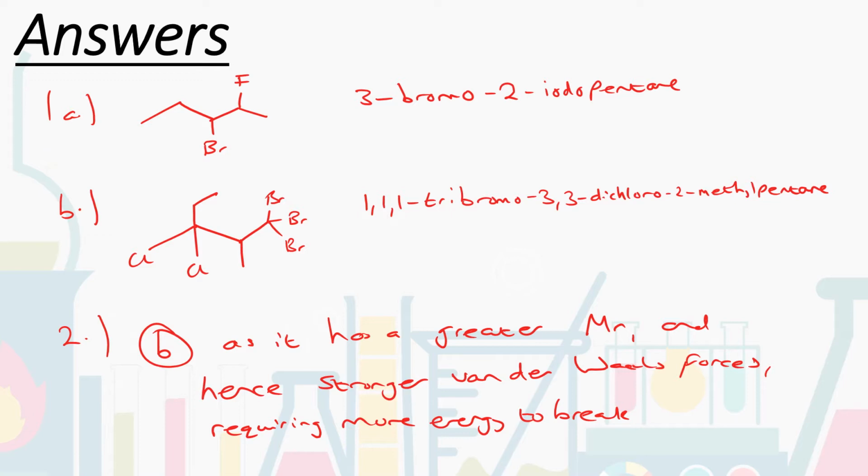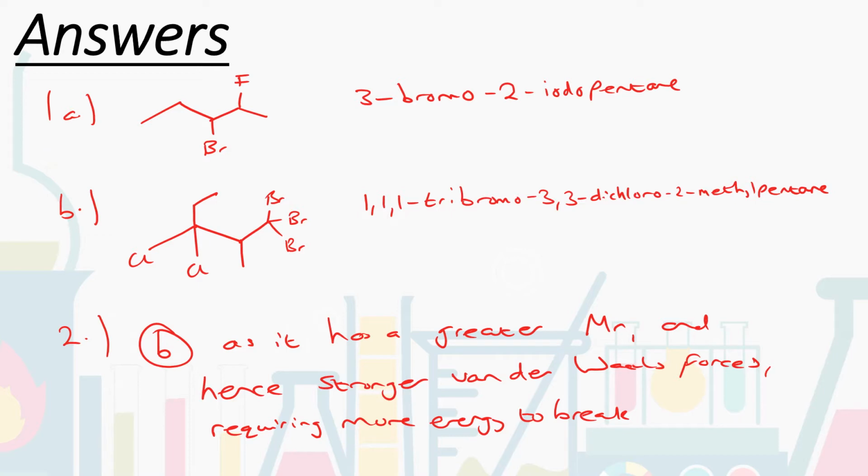Remember, to name the halogens, we use the prefix of bromo, iodo, chloro, fluoro, and the suffix is always just the standard alkane ending. And then for B, again, we need to look for our longest carbon chain. Again, our longest carbon chain here is 5 carbons long.